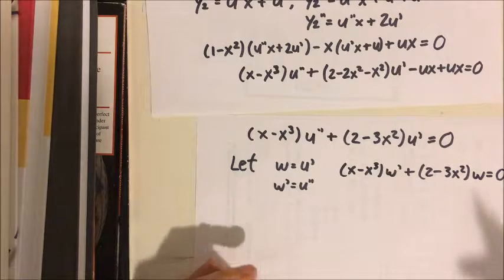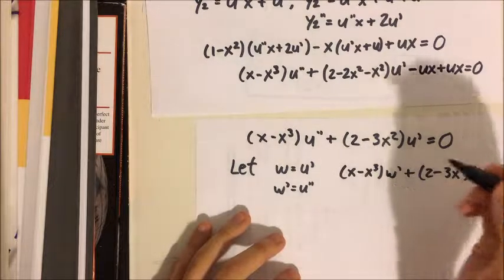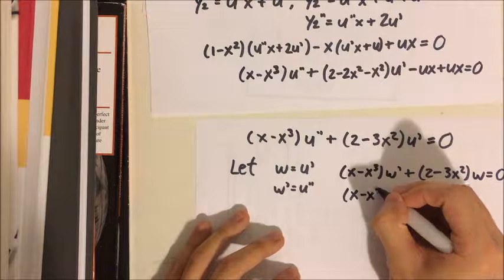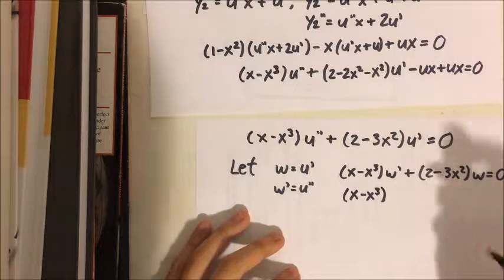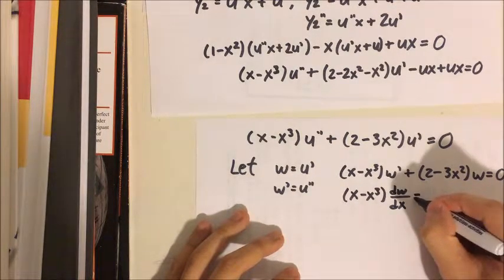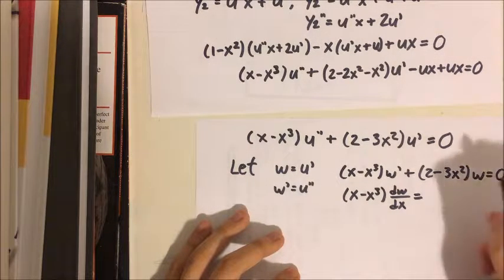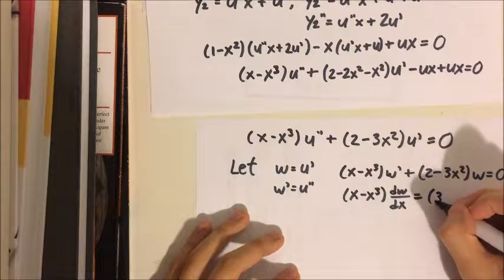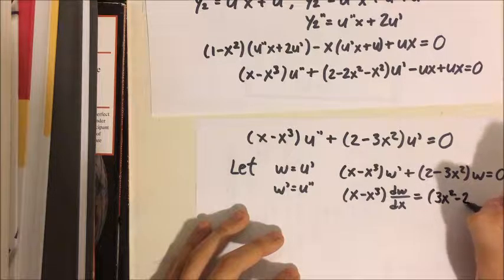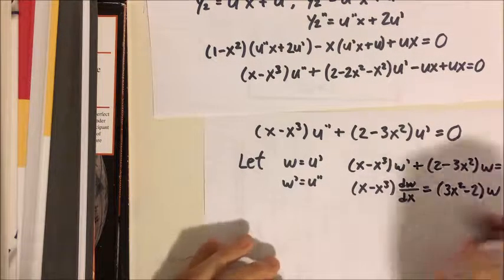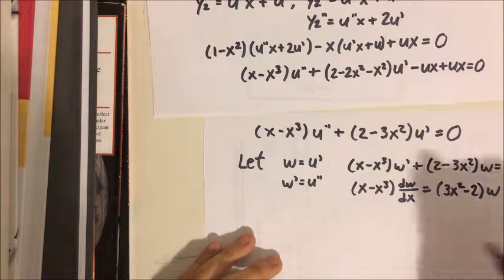Well, we can see that this is separable. So let's bring this over to the other side, and let's call this w prime. We can rewrite this as dw/dx is equal to the negative of this. So let's just invert this coefficient. The negative of this would be 3x squared minus 2 w.